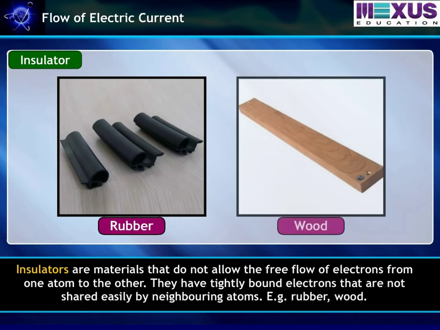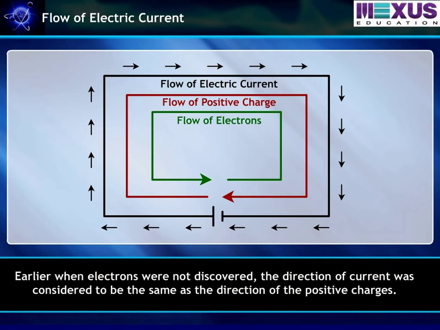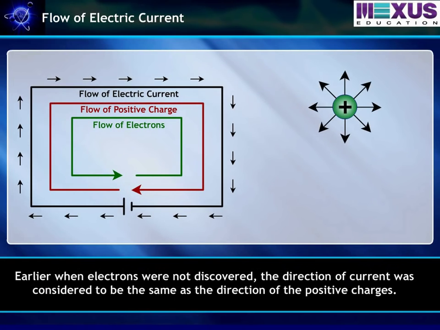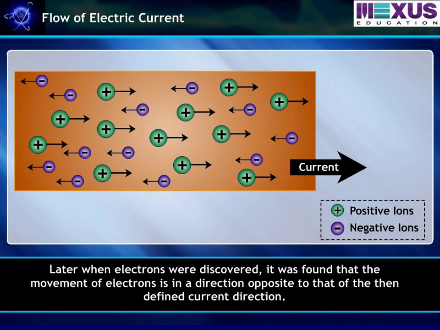Example: rubber and wood. The direction of electric current is in the direction of the movement of positive charge and is always opposite to the direction of the flow of electrons. Earlier, when electrons were not discovered, the direction of current was considered to be the same as the direction of the positive charges. Later, when electrons were discovered, it was found that the movement of electrons is in a direction opposite to that of the then defined current direction. This is the reason why the direction of the conventional current is opposite to that of the flow of electrons.